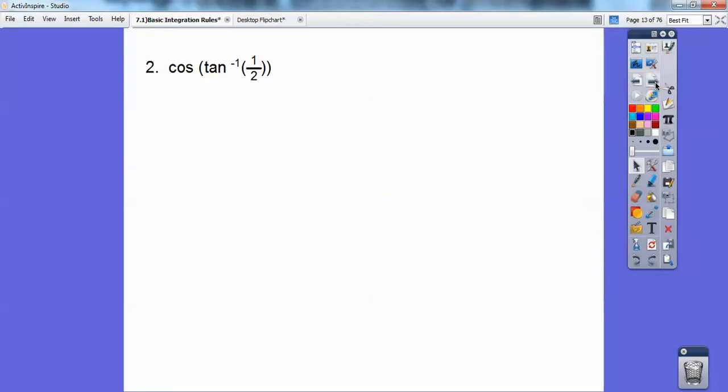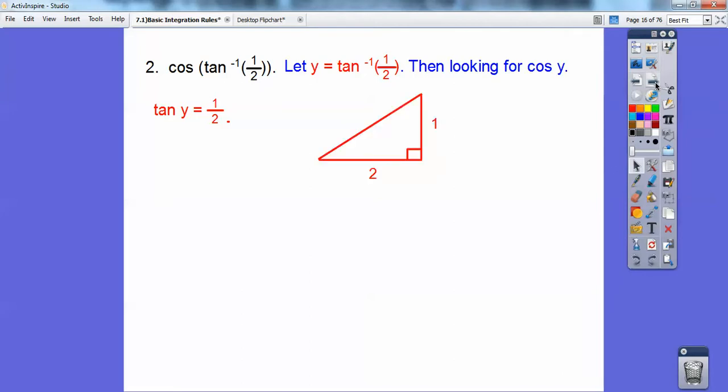Cosine of arc tangent or inverse tangent of 1/2. I'm going to do the same thing. I'm going to let y be that inside stuff, so we're looking for the cosine of y. If y equals arc tangent, then the tangent of y is 1/2, so opposite over adjacent. There's y right there. Since we're dealing with cosine, I've got to get the hypotenuse, so that's going to be the square root of 5. The cosine is adjacent over hypotenuse. Easy enough.